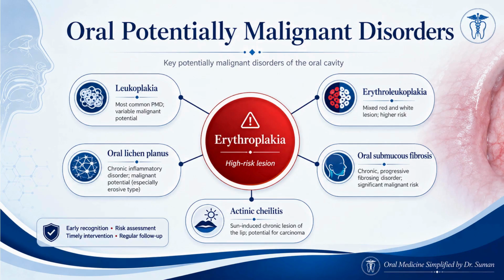Erythroplakia is one of the most important oral potentially malignant disorders because although it is less common, it has a strong association with severe epithelial dysplasia, carcinoma in situ, and invasive squamous cell carcinoma at diagnosis. So, we should not teach erythroplakia as just a red lesion. We should teach it as a clinical warning sign that requires structured assessment.